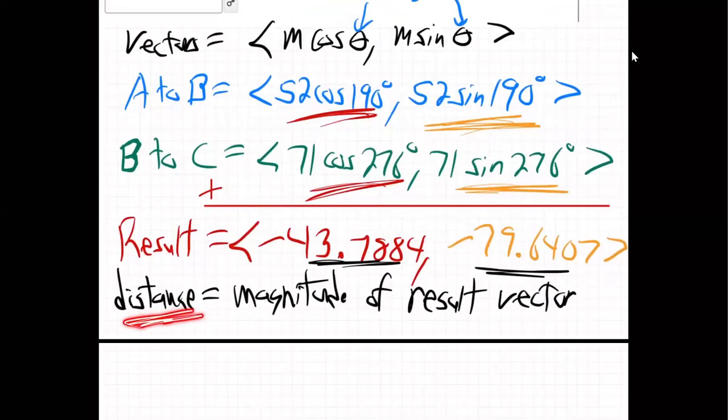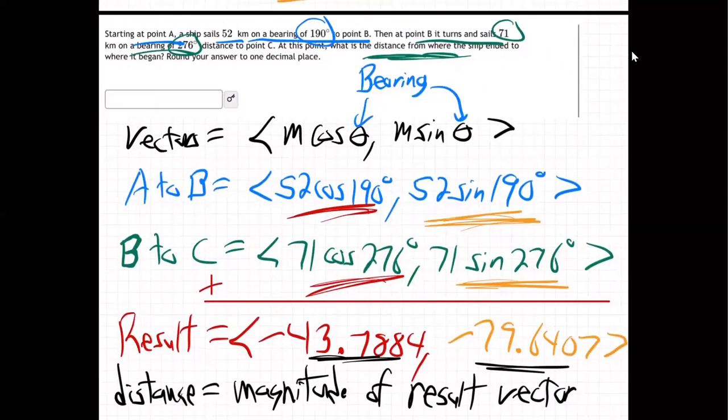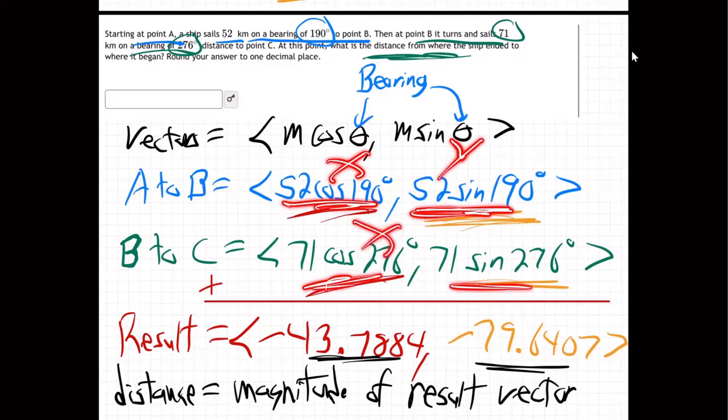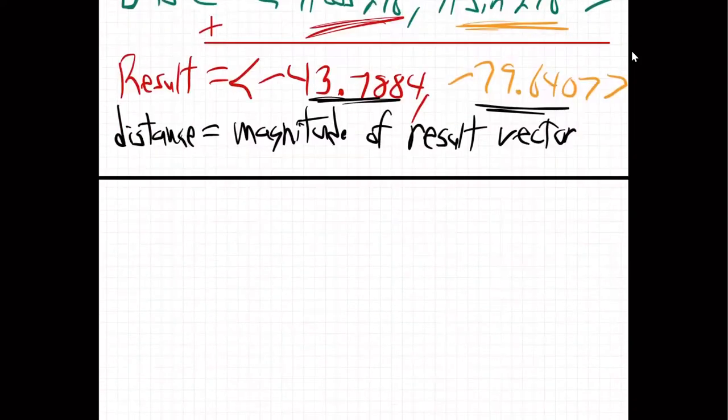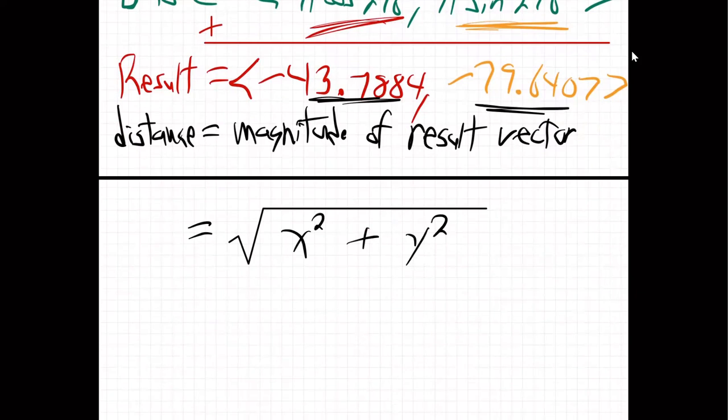Distance, if you have, this is the result. So the ship went from A to B, this far x, this far y, then B to C, this far x, this far y. Add that up. Here's the result. But they want the total distance of that vector, which is the magnitude of a vector. Remember how we do the magnitude of a vector? That is the square root of x squared plus y squared. This is x, this is y.